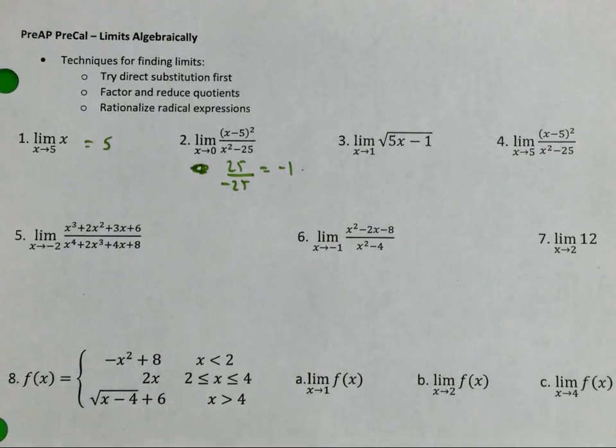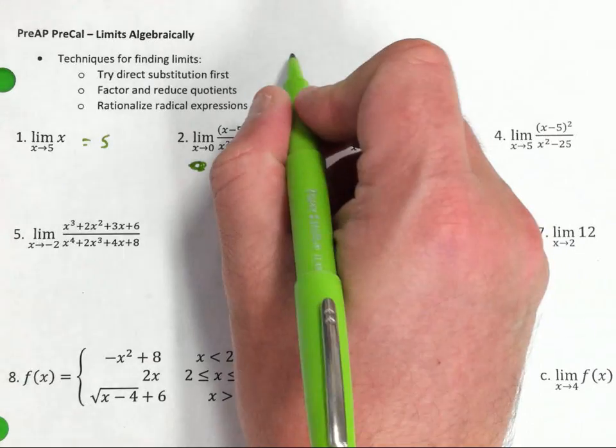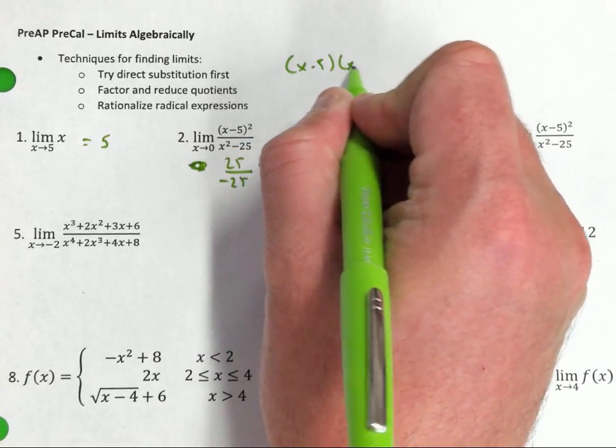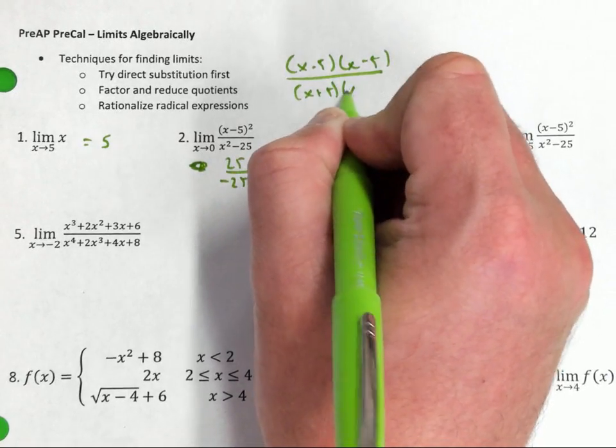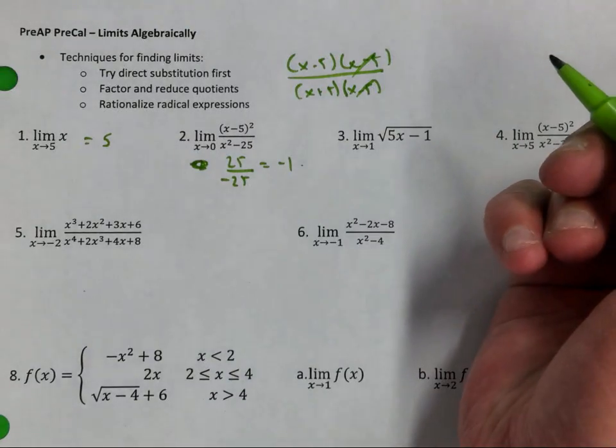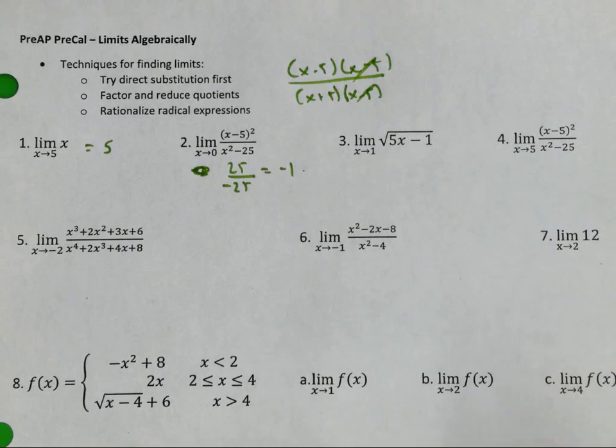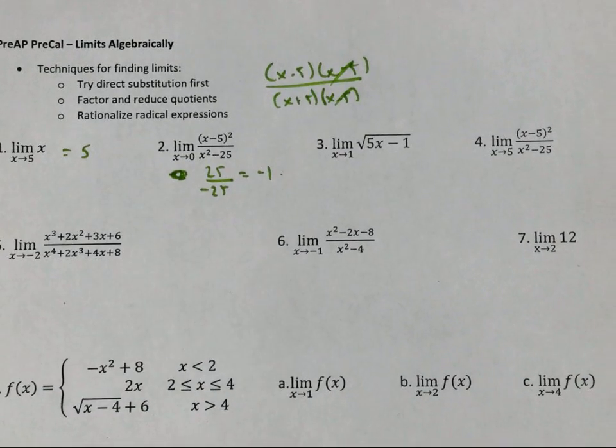Alright, y'all want to see, let's factor first, okay? If we factor that, that's going to be x minus 5 times x minus 5 over x plus 5 times x minus 5. Yep, that worked. You can do that.